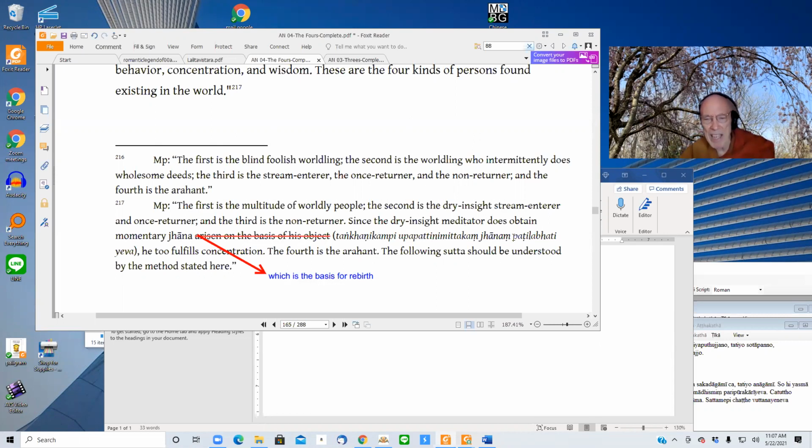And so what the commentary seems to be saying is that even the dry insight meditator, close to the death process, attains a momentary jhana, which then becomes the cause or basis for their rebirth in the form realm. So they don't enter into a sustained jhanic attainment, but just for a moment, they obtain jhana, and that jhana is able to serve as the condition or cause for the non-returner to take rebirth in the form realm, probably in one or another of the pure abodes.